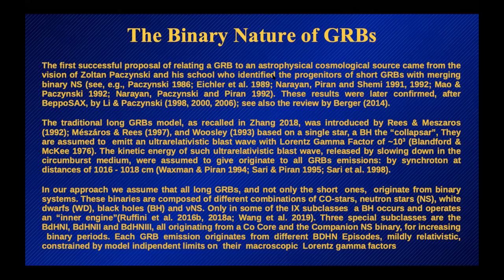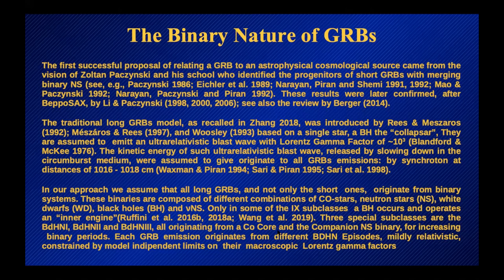In our approach, we assume that all long GRBs, not only the short GRBs, originate from binary systems. And these binary systems are composed of different combinations of CO star, neutron star, white dwarf, black holes, and new neutron star, each composition forming a binary system. And only in some of the subclasses is a black hole formed. Therefore, this is one fundamental point: among long GRBs, only in a small subclass, which we will show shortly, is the black hole formed. And they are in particular out of this binary starting from a CO core and a companion binary neutron star.